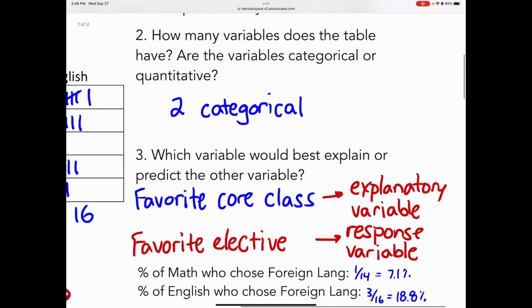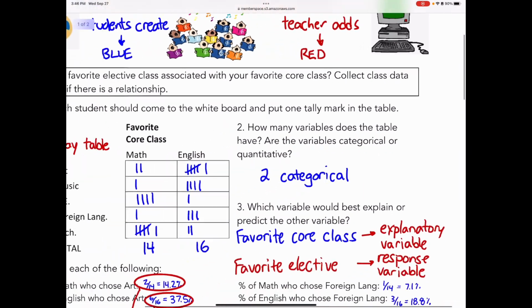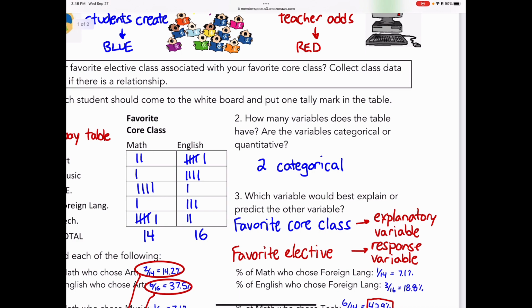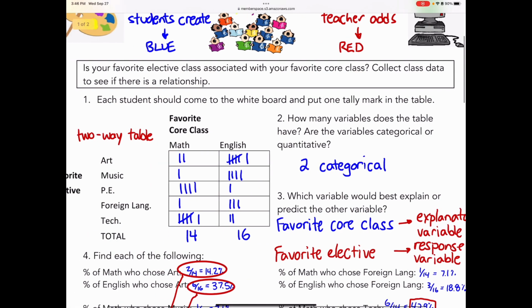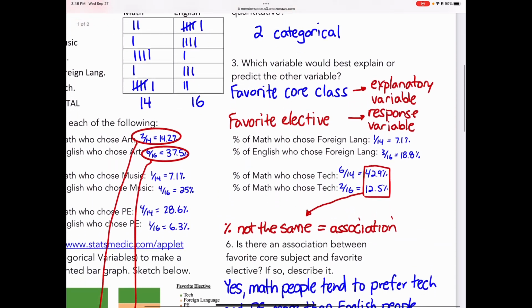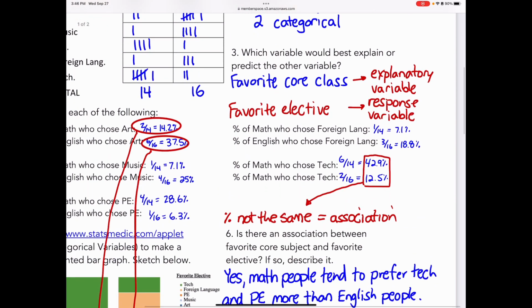So the first question asks to do the favorite classes, to do the two-way table. The second one says, how many variables does the table have? And there's two, which is favorite core classes and favorite elective, and they are categorical. Which variable would best explain or predict the other variable? Well, favorite core classes explain the response of my favorite elective.